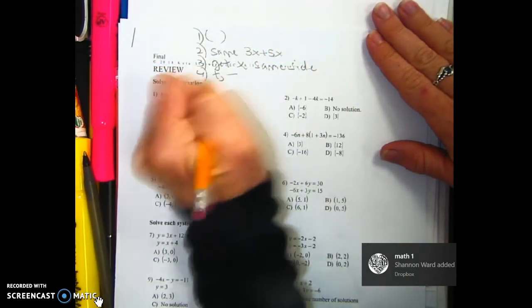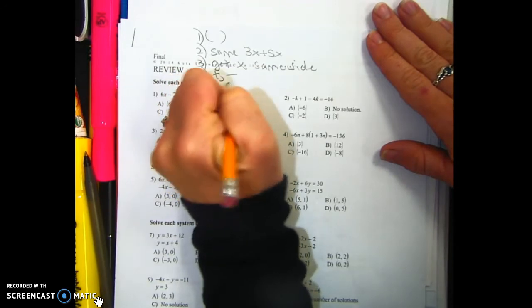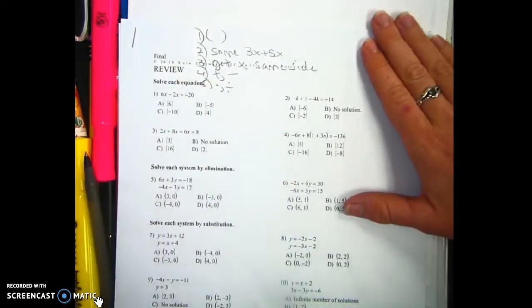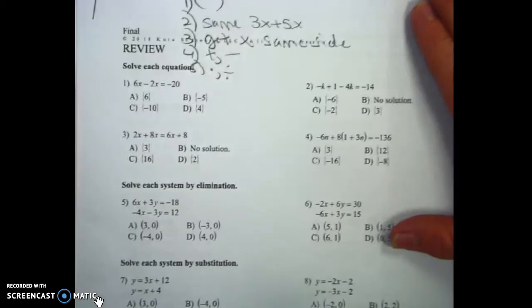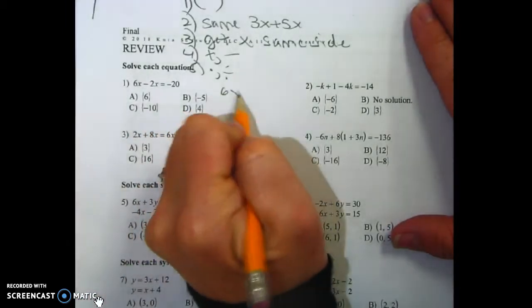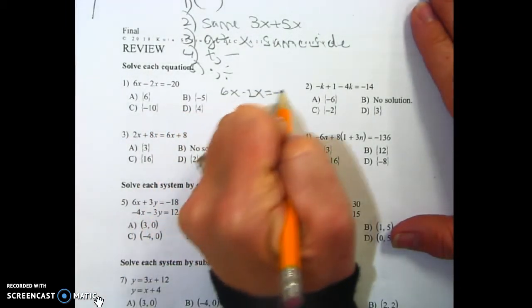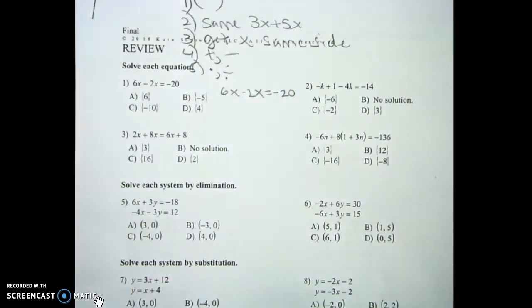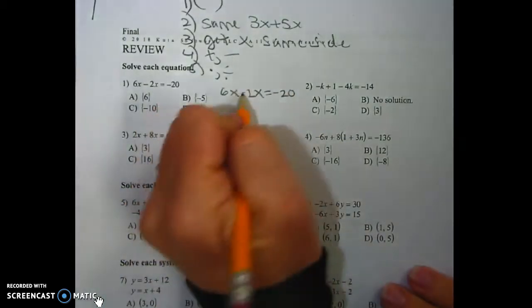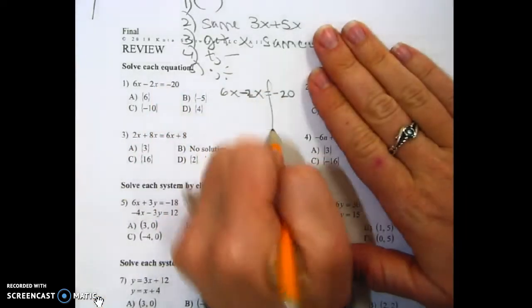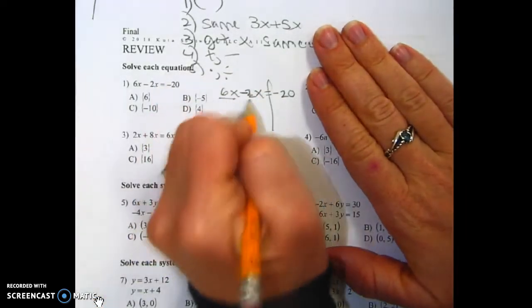Then add, subtract, multiply, divide. Okay, so let's look at number 1. The first thing I'm going to do is rewrite it over here. Remember, you're not going to get to write on this, so it's just good to practice rewriting. Draw the line. You notice the x's are on the same side.